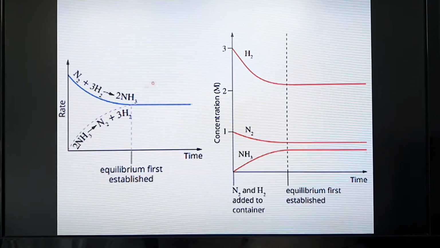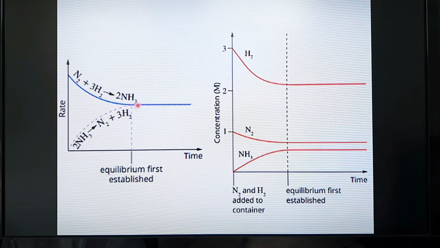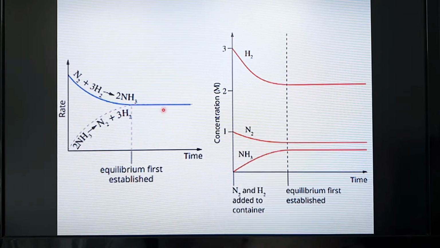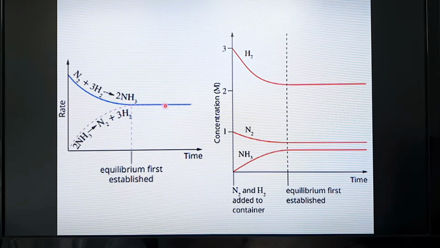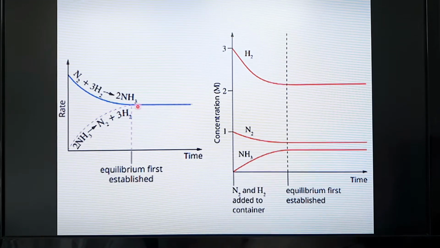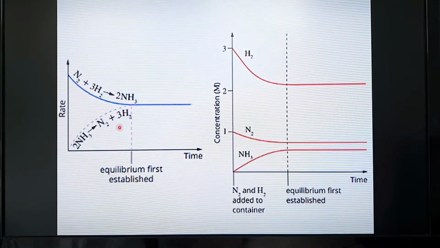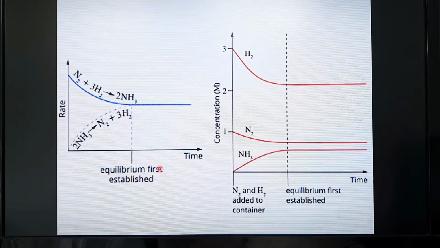So basically we're breaking down ammonia to get our gases. Now the point where both curves meet and become flat, as you can see here, where the rate of the forward and the backward reaction meets, that is when equilibrium is established. The point where they meet, and they continue to be that way, is the point where the equilibrium is first established. Now this is a rate versus time graph.